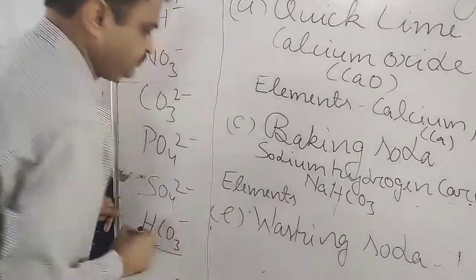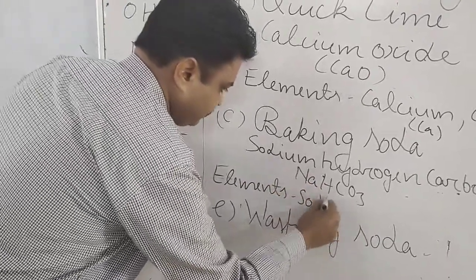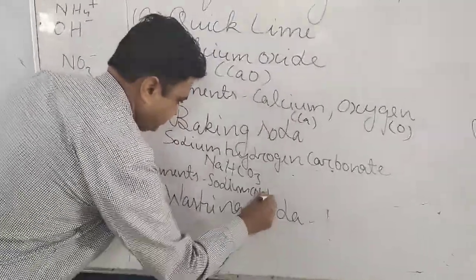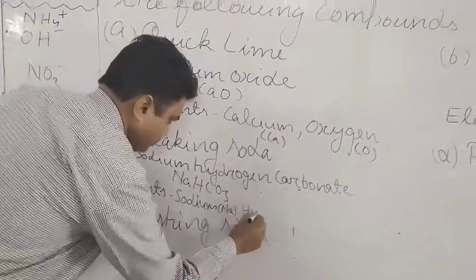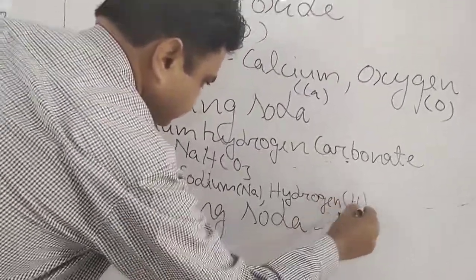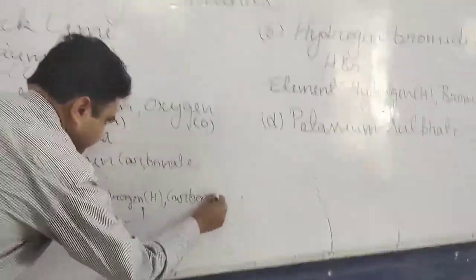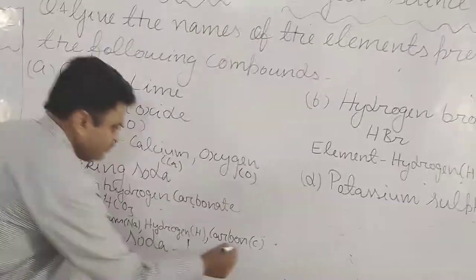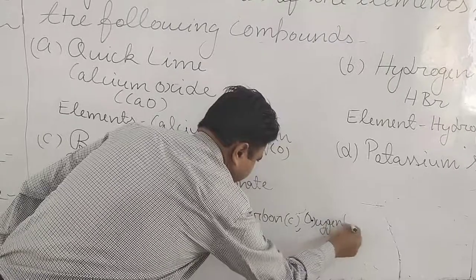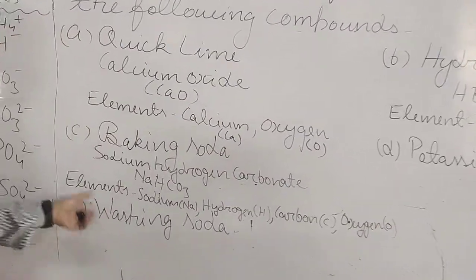Now you can easily tell the elements that are found in this. Which elements are found in this, student? Sodium is found. And what is the symbol of this? Na. Hydrogen is found, so you write here hydrogen. What is it? H. Carbon is found. And the symbol of this is C. Oxygen is found. And what is the symbol of this? It is O. Now we come to the next.